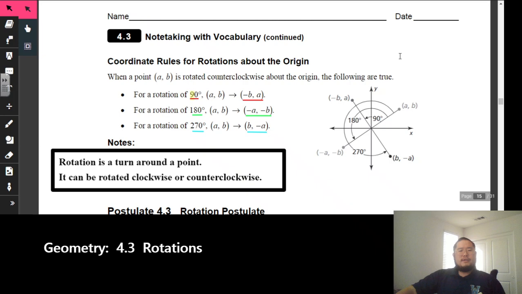All right. Let's scroll down, and we have a bunch of rules right here. Just like in 4.2, where there were rules for reflecting over the x-axis, y-axis, y equals x, and y equals negative x, we have rules for rotation when something is being rotated 90 degrees, 180, and 270. We don't have one for 360 because hopefully you realize that when we rotate something 360 degrees, it is rotated back upon itself.